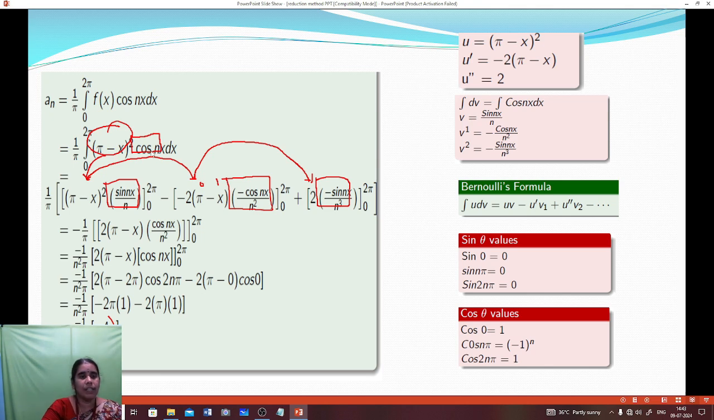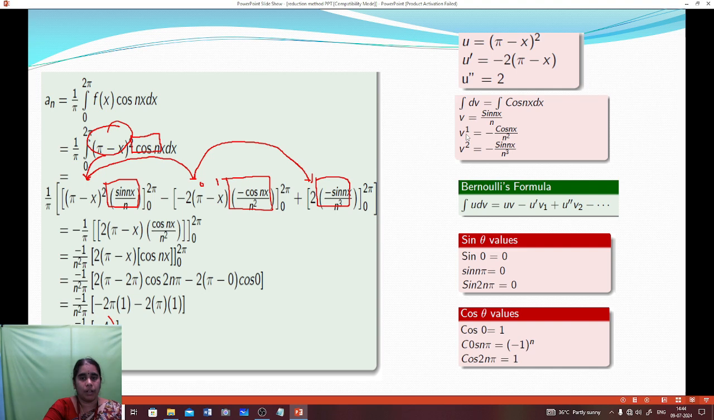Next, integral dv. By taking dv as cos nx dx, find first v. dv is cos nx, then v is nothing but on integrating this, we get, on integrating cos nx, sin nx by n. On integrating cos x, we just get sin x. Here it is cos nx, so we get an answer as sin nx by n.